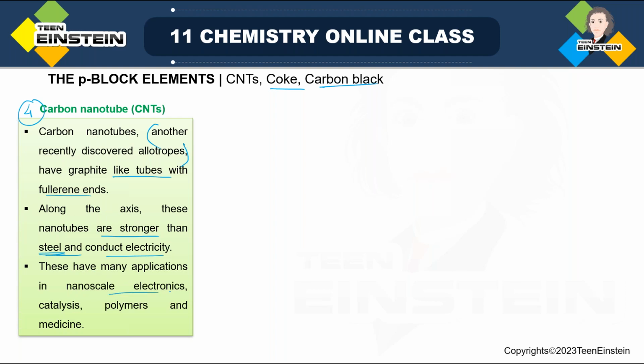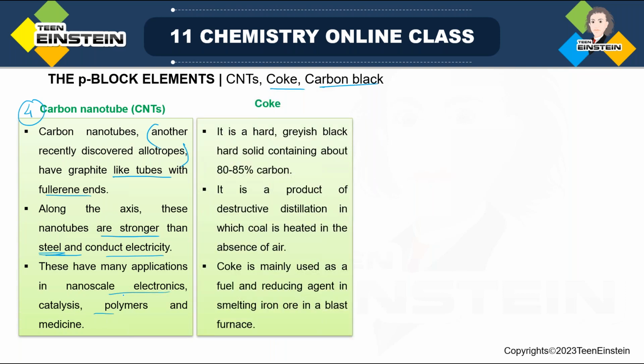They have many applications in nanoscale electronics, catalysis, polymers, medicine. Now coke is an amorphous form. It is not crystalline. It is a hard grayish black solid containing 80 to 85% carbon. It is a product of destructive distillation in which coal is heated in absence of air. Absence of air is required, because if it is heated in presence of air, there is a chance of formation of carbon dioxide or monoxide, that is oxides of carbon, but that we don't want. So that is why in absence of air.